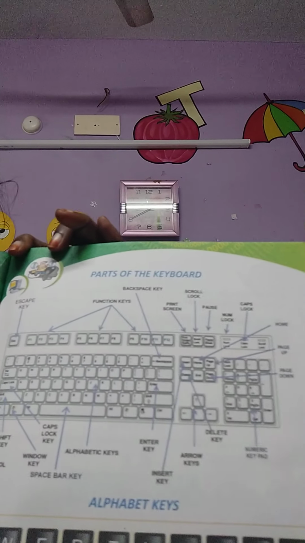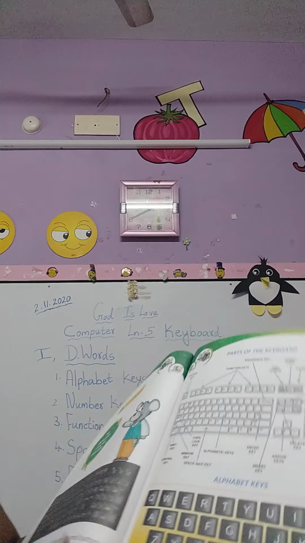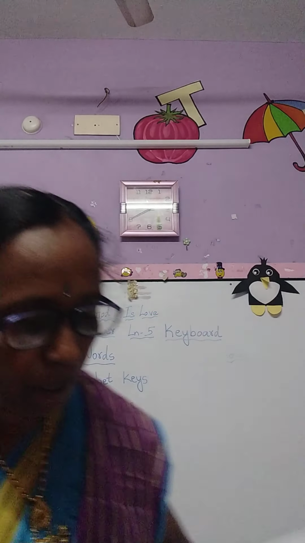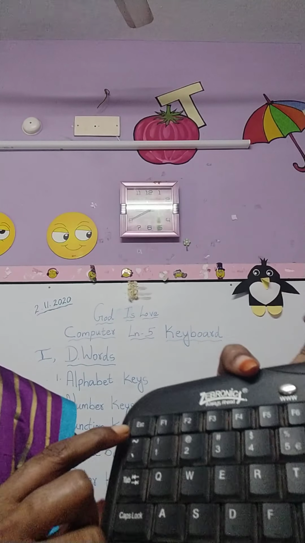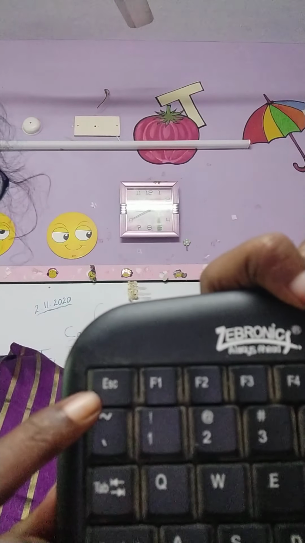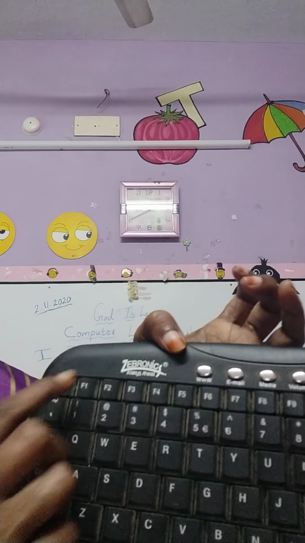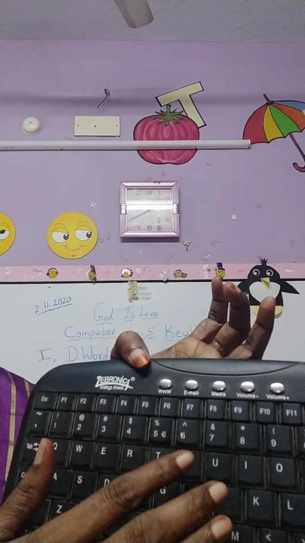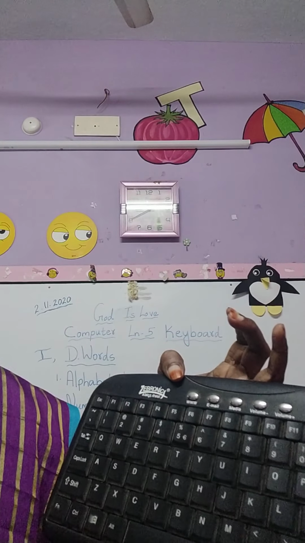See here, these are the parts. Now I will show you the keyboard. Okay dear? Here, see here, what is this? Alphabet keys. Okay, I will show with the keys. See here, this is the keyboard. And this is the escape key. Can you see? Escape key. Here, see, these are function keys dear. F1 to F12. Function keys are used for specific functions.